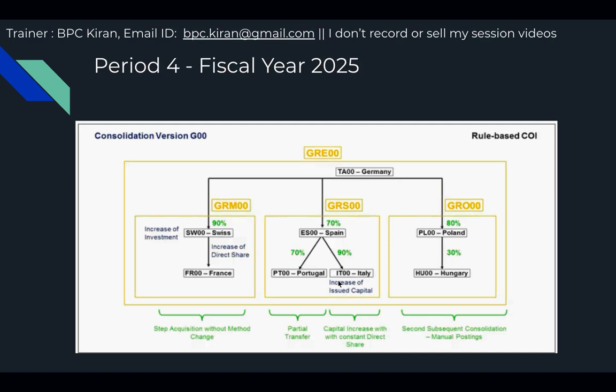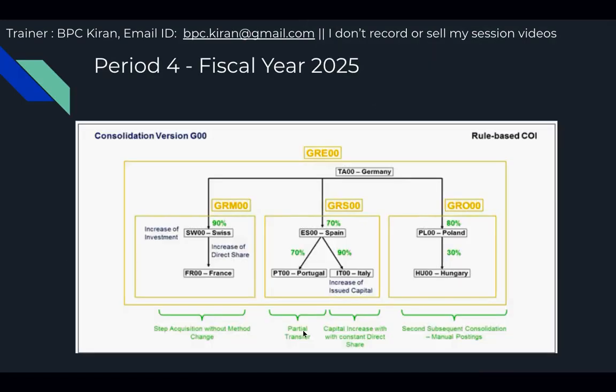Capital increase with constant direct share. When we talked about activity based, we discussed this capital increase scenario. The entries are the same, whether this is rule based or activity based. In activity based, SAP delivered all those configurations. In rule based, you have to configure that yourself. How to add those rule based rules in the reclassification methods, we are going to discuss. So the capital increase scenario, partial transfer scenario, or second subsequent consolidation. Partial transfer is not possible; we will see whether it might come in future versions.